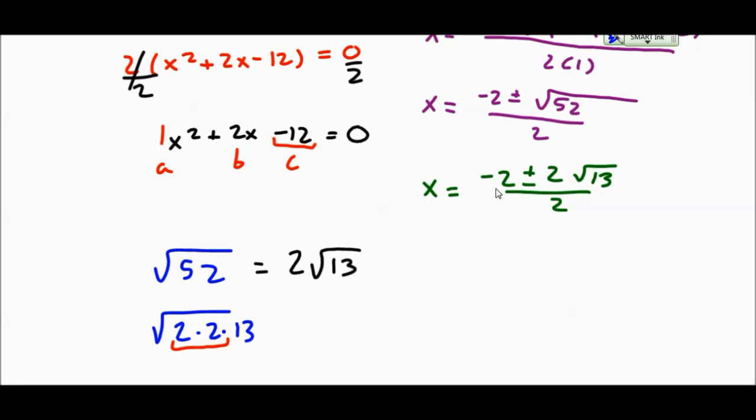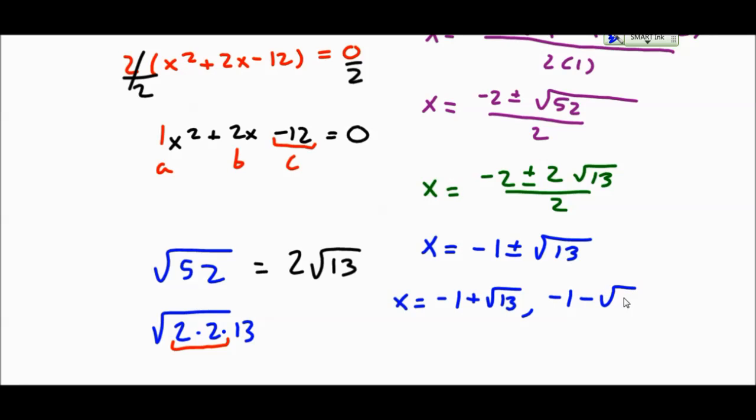Now, since this has a 2 and this has a 2, I'm going to divide everything by 2 so I can simplify this. So it gives me x equals negative 1 plus or minus the square root of 13. And there are my solutions. If you want to write them out, you can write x equals negative 1 plus the square root of 13, and you can write negative 1 minus the square root of 13.